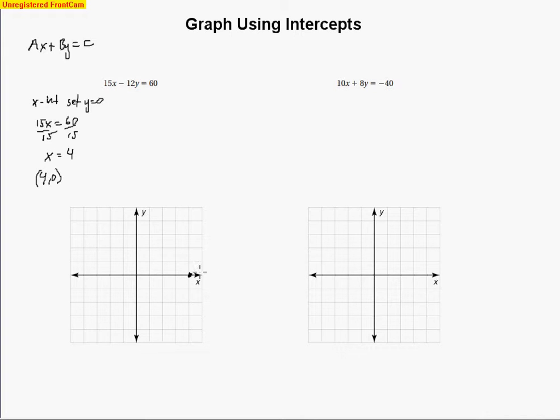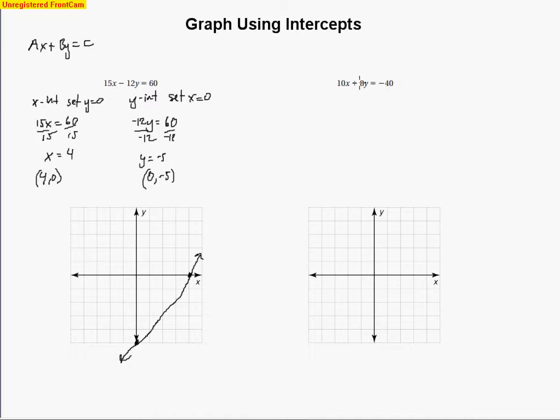It's 4 spaces over. And then I find the y-intercept. And so the y-intercept is when I set x equal to 0. So I cancel out the x term. I'm left just with the y term. Make sure you bring that minus sign in front of the 12 down, though. Divide by -12, and that gives me y equals -5. So that point is (0, -5). So I'll go down 5 spaces, put a dot right there, and then draw the line between those points.